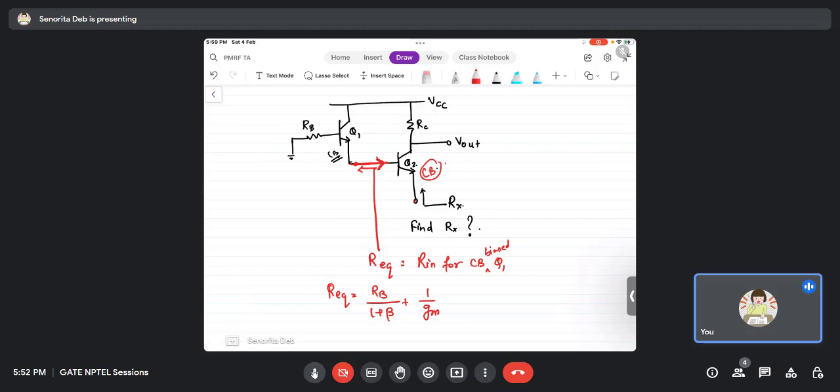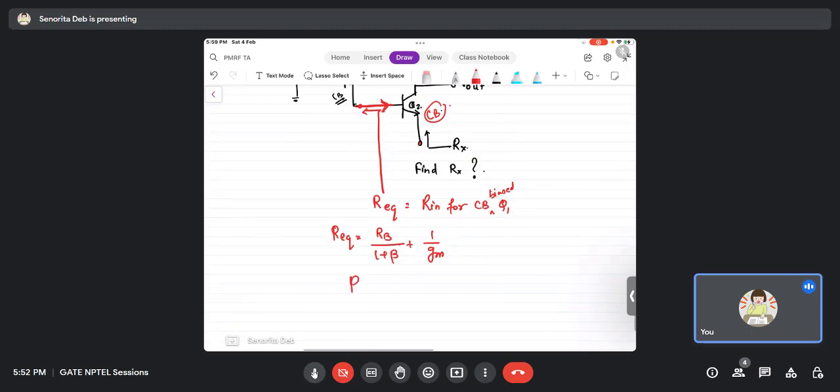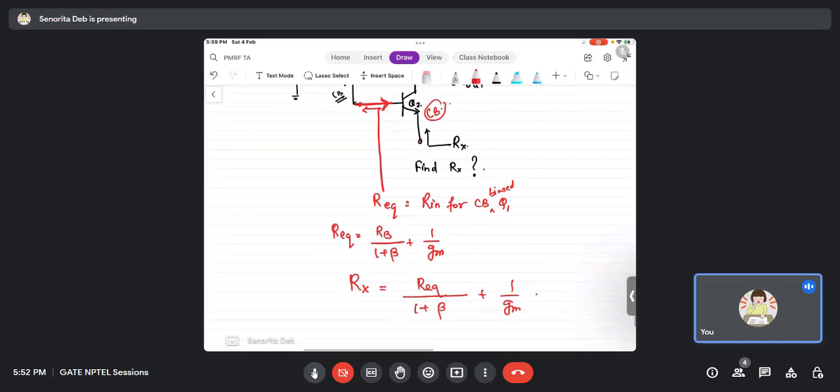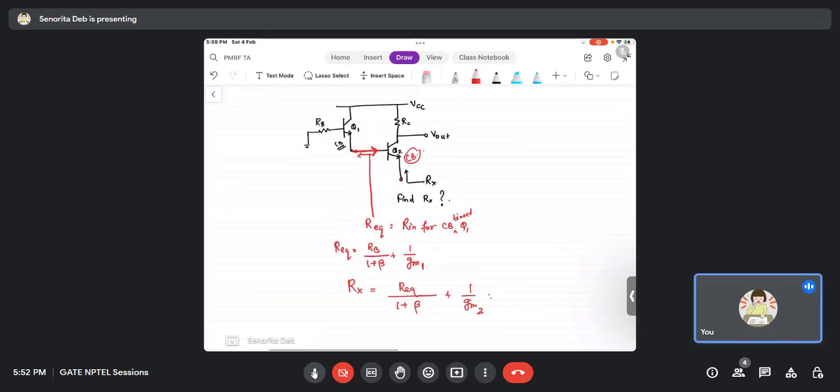So now what is Rx? Rx will be nothing but R equivalent upon 1 plus beta plus 1 by Gm, and R equivalent is given by the one above. So if I consider Q1, Q2, this will be Gm1, this will be Gm2. Okay, so I hope now it is clear. I'm sorry, that won't be common emitter, that is common base only.